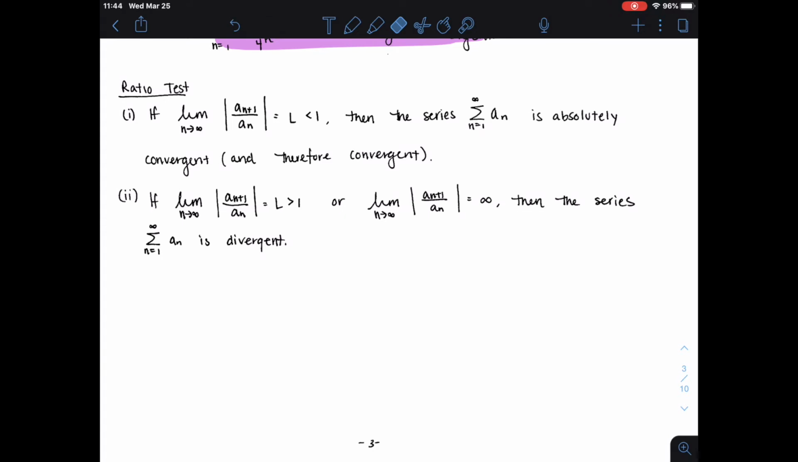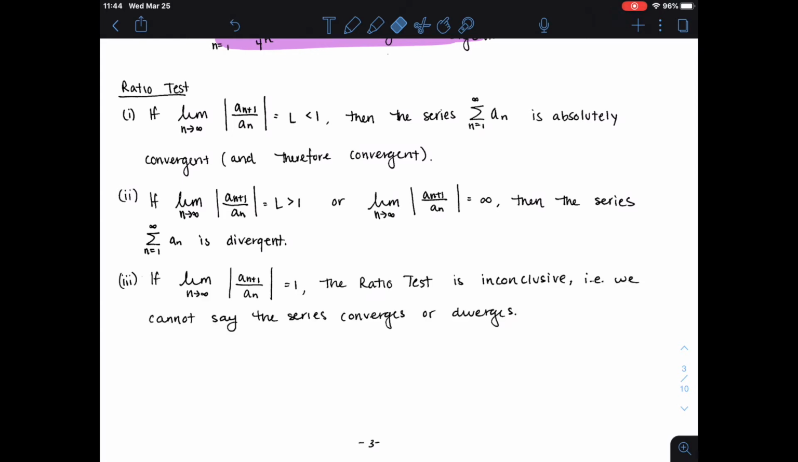If that limit equals L, which is bigger than 1, or it ends up going to infinity, then the series is divergent. And then you have a bit of a cutoff point. If this limit equals 1, the ratio test is actually going to fail. So you won't be able to say anything about the series being convergent or divergent. So in that case, if it fails, you have to try a different method.